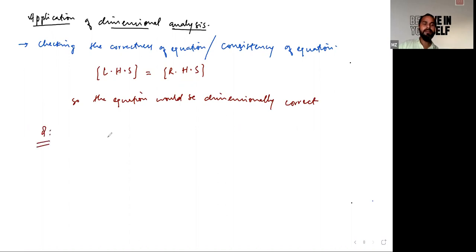I'm giving one example. Suppose you have half mv square, which is equals to mgh. First of all, try to define the dimension on left hand side, and similarly try to define dimension on right hand side. So we have in LHS half mv square. Similarly for right hand side, we have mass, gravity, and height. Just try to calculate dimension on left hand side and right hand side. Okay, try to calculate, everyone.